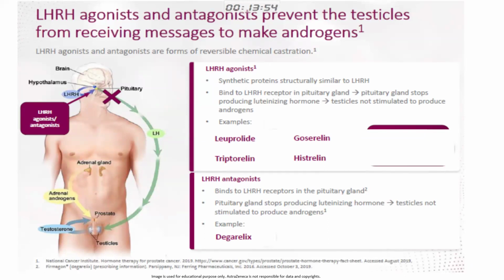We know the different LHRH agonists are leuprolide, triptorelin, goserelin, and the LHRH antagonist is degarelix. The agonists initially bind to the LHRH receptor, and this leads to increased production of LHRH, which leads to negative downregulation, and further the androgen production stops. Whereas LHRH antagonists bind to the LHRH receptor, and this leads to no initial stimulation and stopping of androgen production.